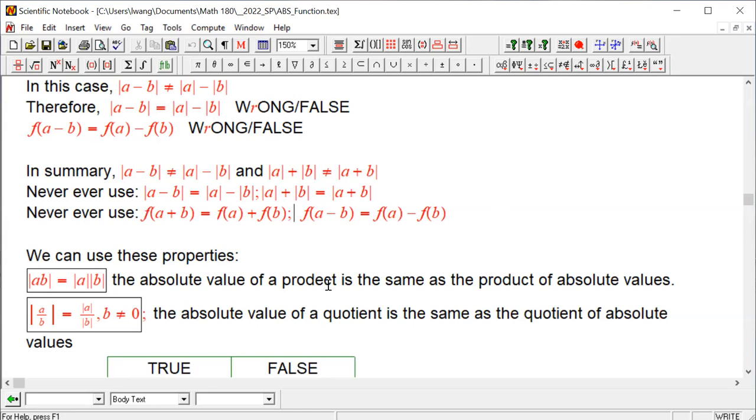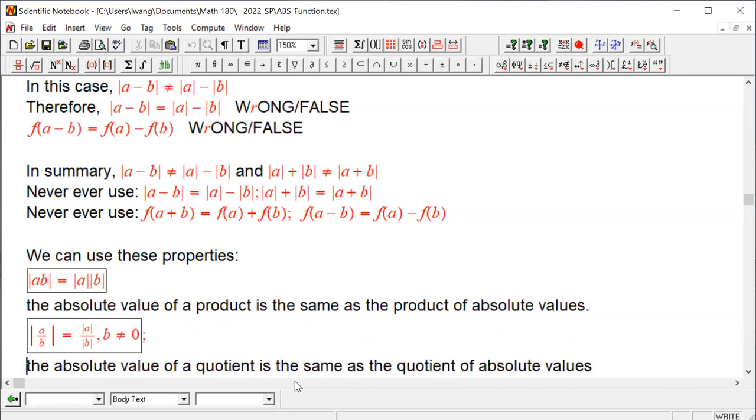Now, what is true then? We look at the operations: adding, subtracting, they're false. How about multiplication, division? Multiplication, division, yes. When we multiply the absolute values, it's true. The absolute value of a product is the same as the product of absolute values. The absolute value of a quotient is the same as the quotient of absolute values. And these are true. Of course, we provide the denominator cannot be 0. This is good.